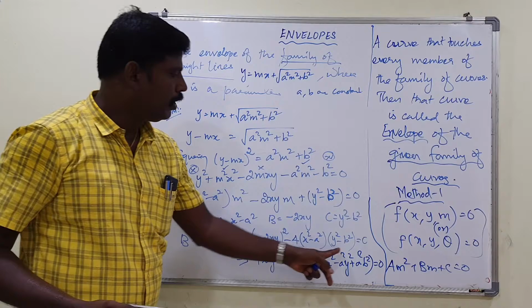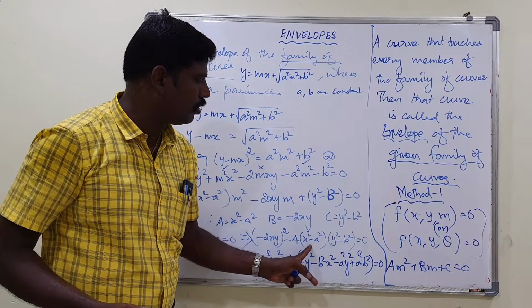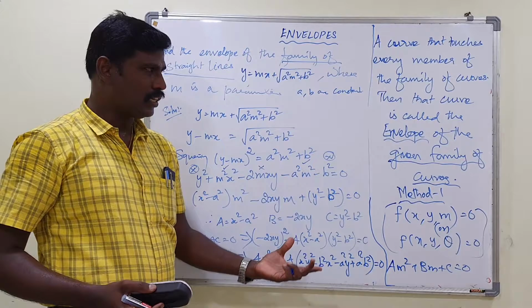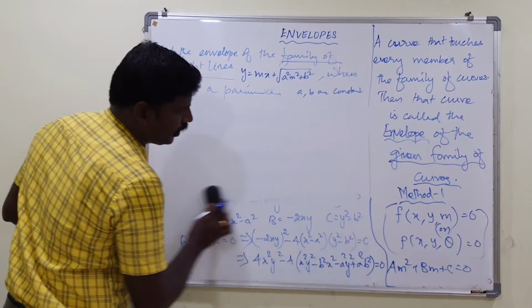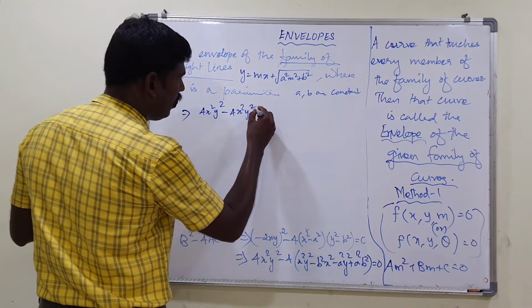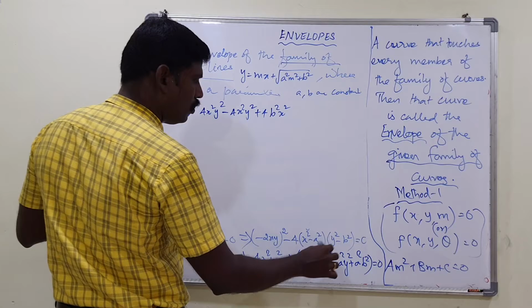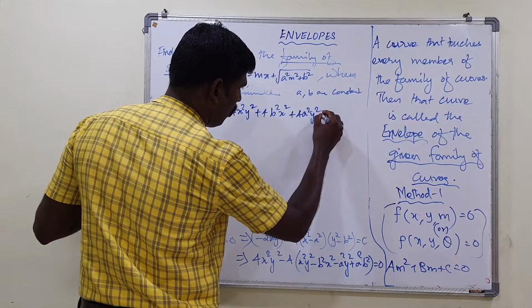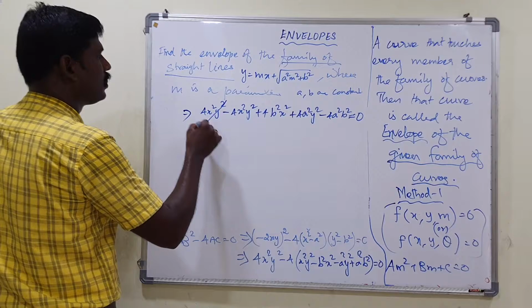If I multiply these two terms, you will get 4 terms: x square y square, minus x square b square, minus a square y square, plus a square b square. Now I am going to multiply the minus inside the bracket and simplify it. You can eliminate the parameter m, and the result will be the equation of the resultant curve, called the envelope of the given family of straight lines. So 4 x square y square, multiplying the minus 4 inside the bracket, minus 4 x square y square, plus 4 b square x square, plus 4 a square y square, minus 4 a square b square equal to 0. We can cancel this 4 x square y square with the minus 4 x square y square.